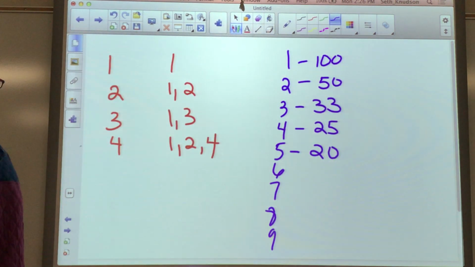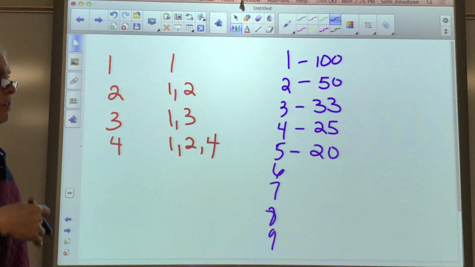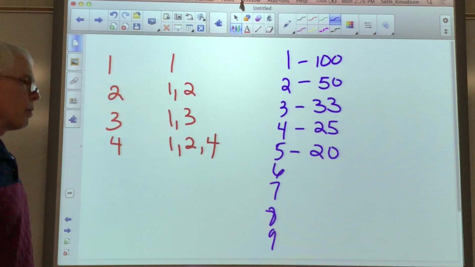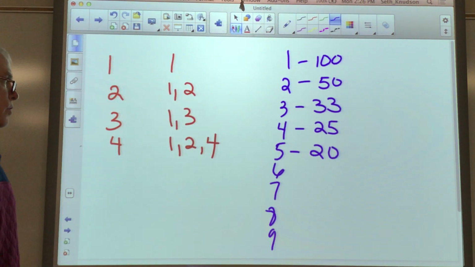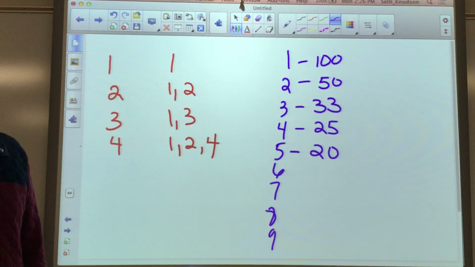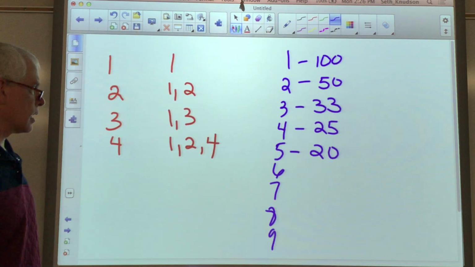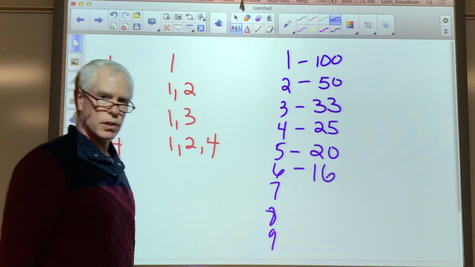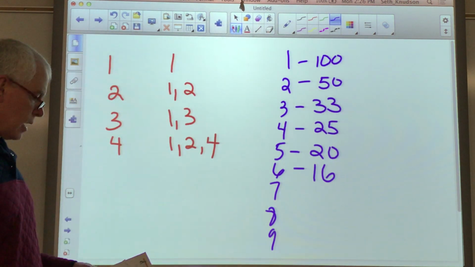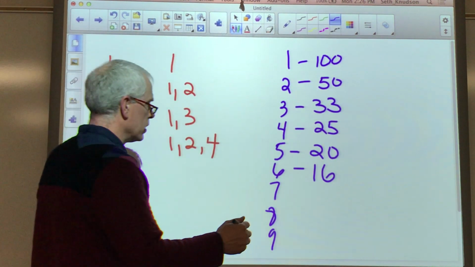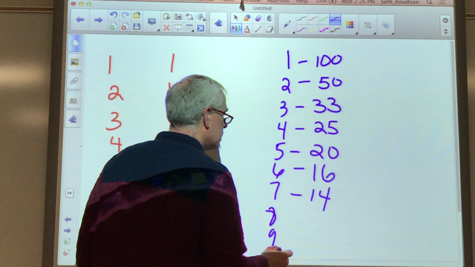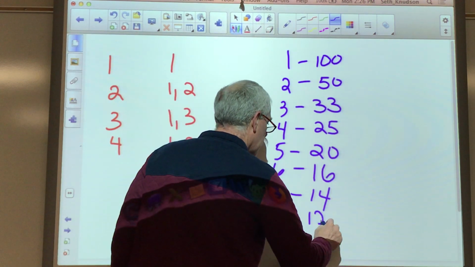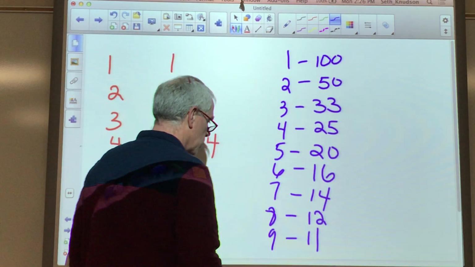6 doesn't go into 100 evenly. You know, we can find the nearest number under 100 that 6 will go into and divide by that, or we could just round down. 100 divided by 6 is 16 point something, 16 and 2/3, I think. So if you divide that out, you round down, there's going to be 16 numbers that are going to work. 100 divided by 7 is 14 point something. 100 divided by 8 is 12 point something, and 100 divided by 9 is 11 point something.